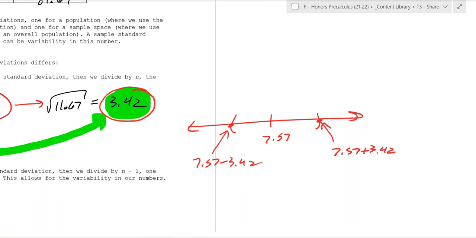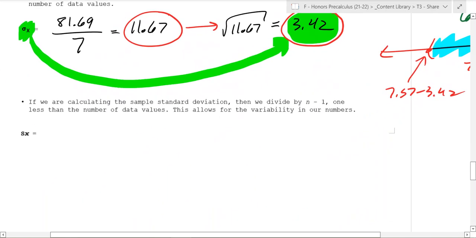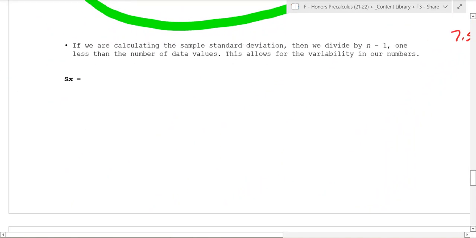What it means is that in this range right here, around 67% of the data will be in that range. It's pretty cool. Now, one thing that changes though is sometimes you have a sample of the data.